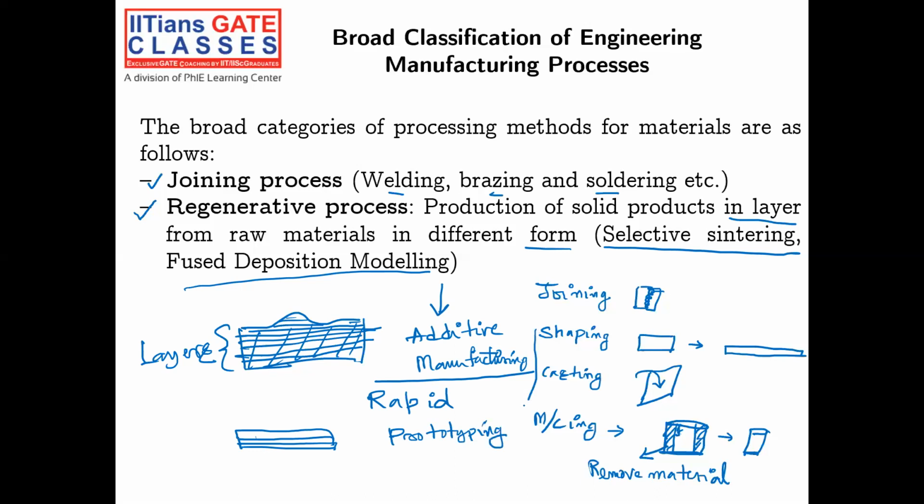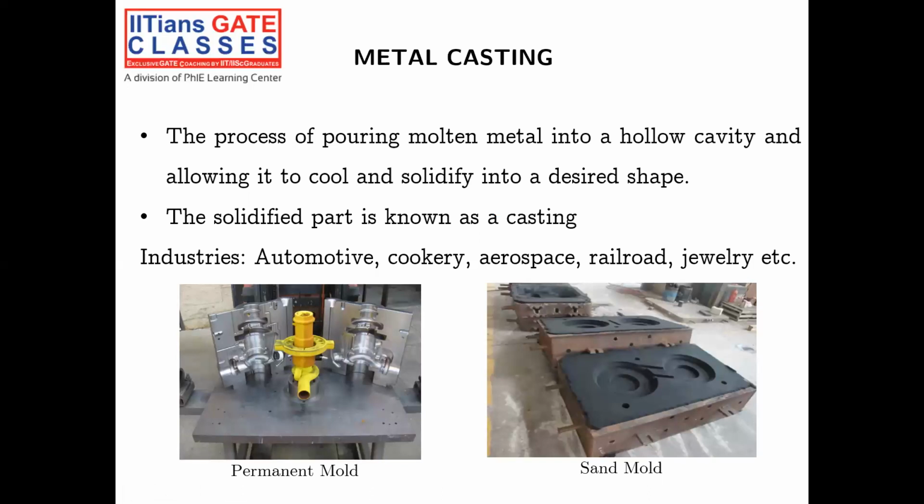Okay, so I think this section is not there for GATE, but anyways, we'll have some overview of this. Next, coming to the first classification here is metal casting. So in metal casting, what is the metal casting process? Already know that it's a process of pouring metal into a hollow cavity and allowing it to cool and solidify into a desired shape.